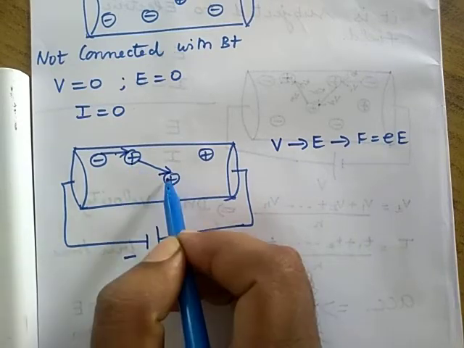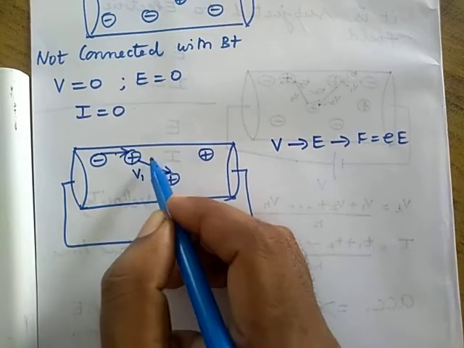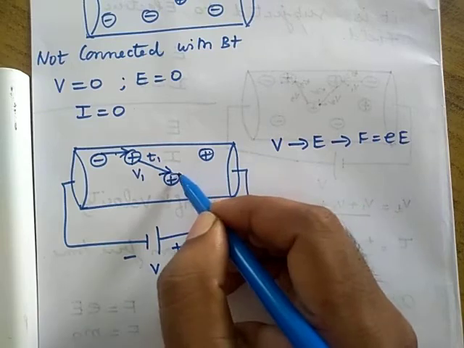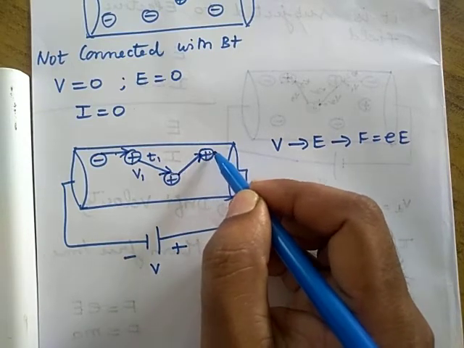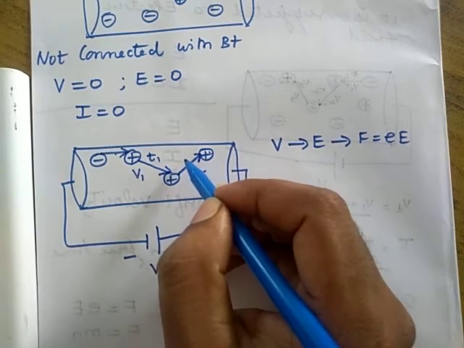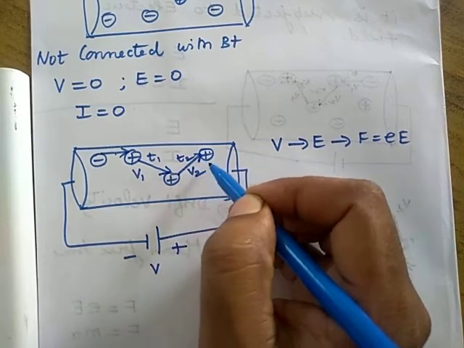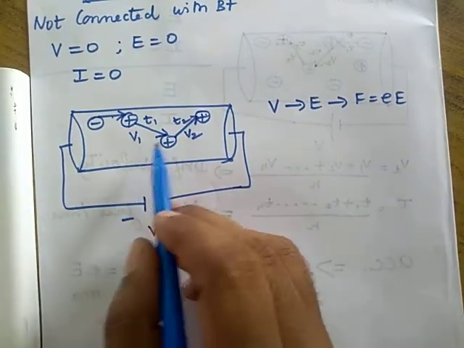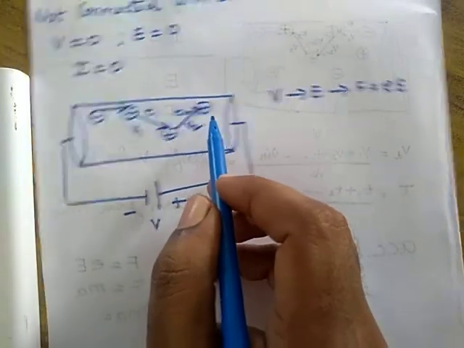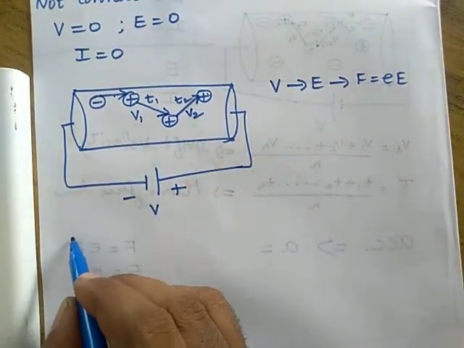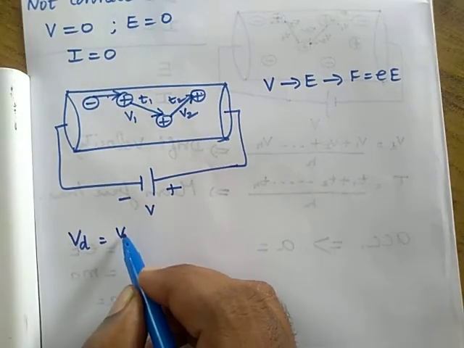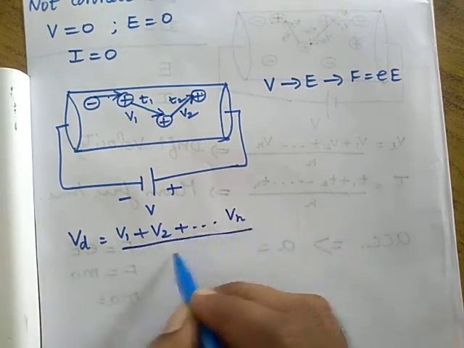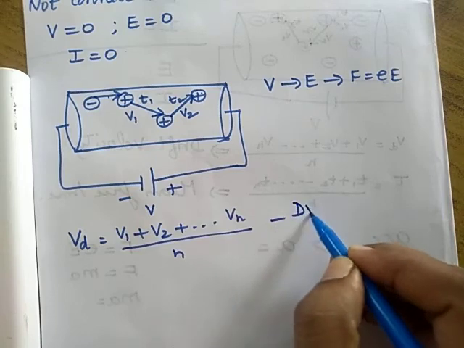During these two collisions, it attains the velocity v1 in a time interval t1. After that, it deviates towards this positive ion, and the electron collides on this positive ion with the velocity v2 and time interval t2. It undergoes n collisions. On averaging these velocities, we get the term drift velocity. Drift velocity Vd is equal to (v1 plus v2 up to vn) by n.